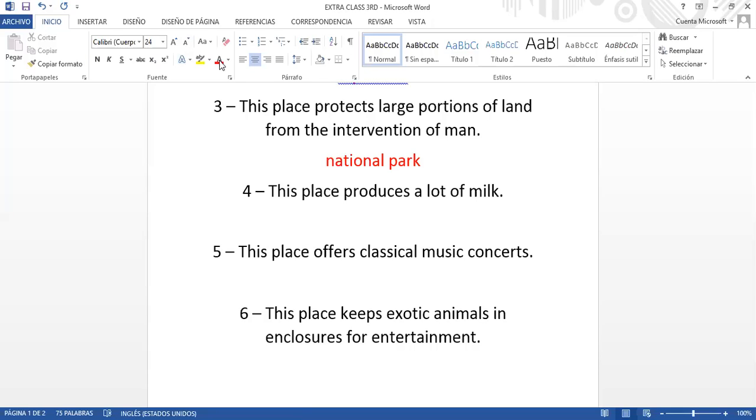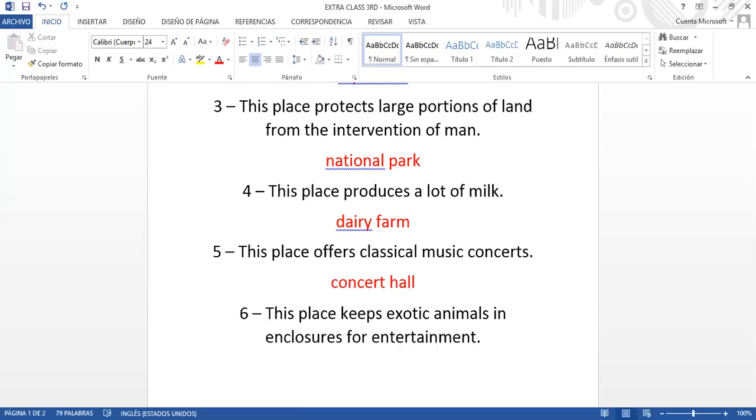And number 4, we have a place that produces a lot of milk. Well, remember, milk is a dairy product, so we're going to say that this is a dairy farm. All right. In number 5, we have this place offers classical music concerts. Okay, so we have very specific kinds of concerts. In this case, classical music. All right. So we're going to talk about a concert hall.